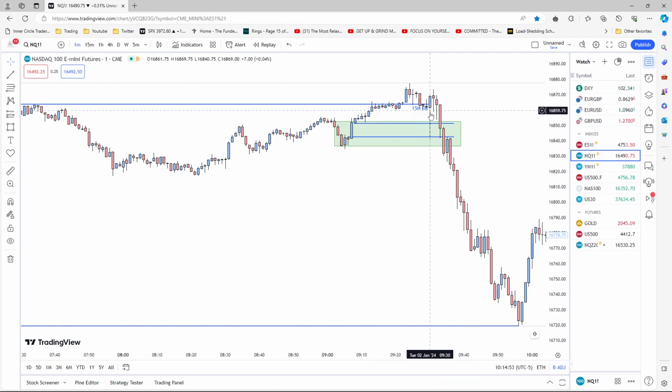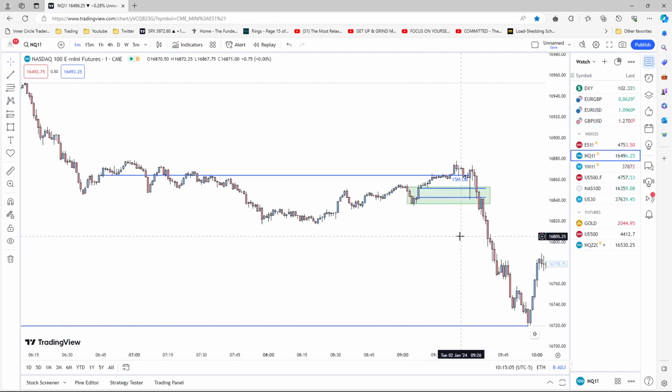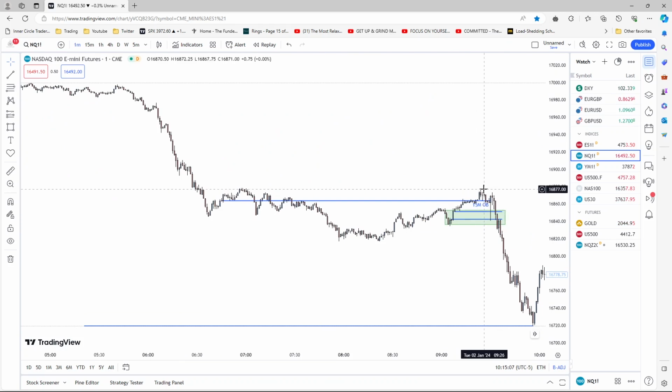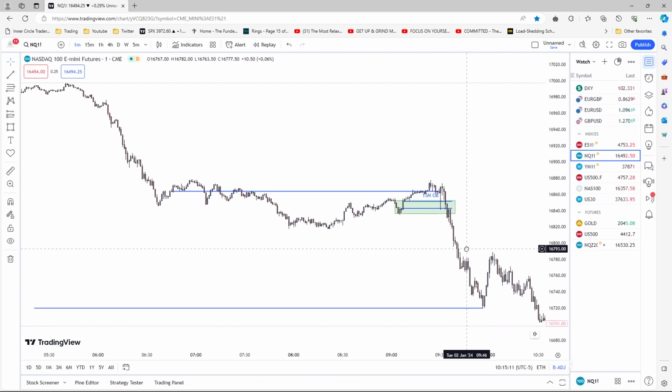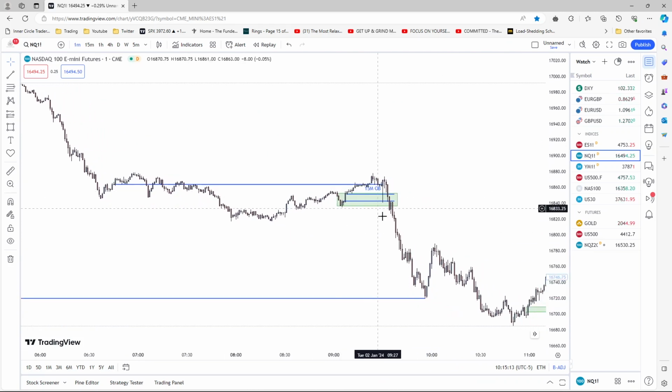And then we had this mitigation block. If we take the mean threshold of this, then we also get a breakaway gap right over there, which we never tested again. And then we traded lower immediately after taking that entry. Beautiful move from internal to external range liquidity. Beautiful little price action move for you. Hopefully that helps you to better understand the whole concept.